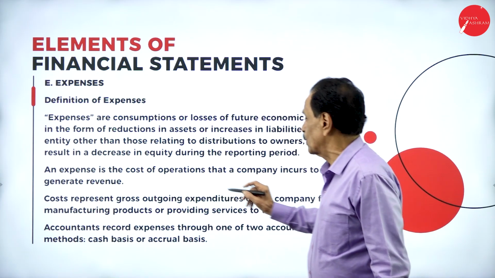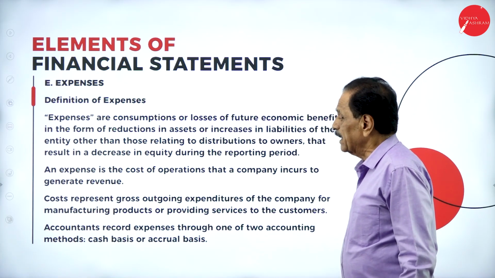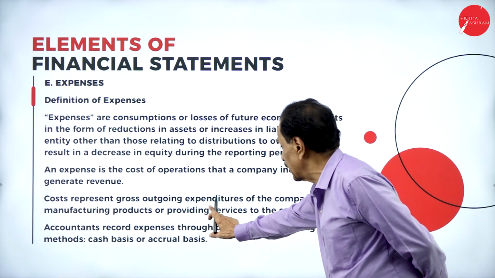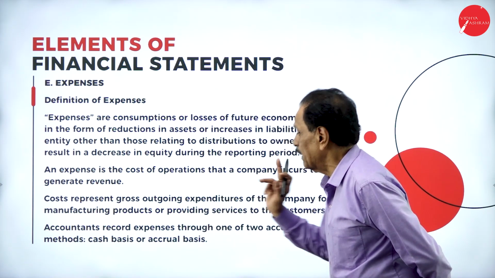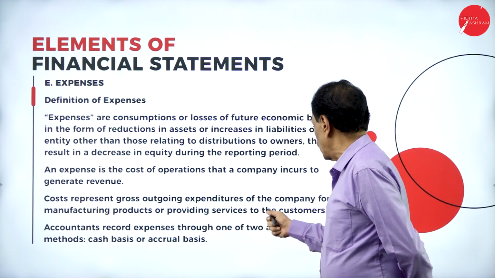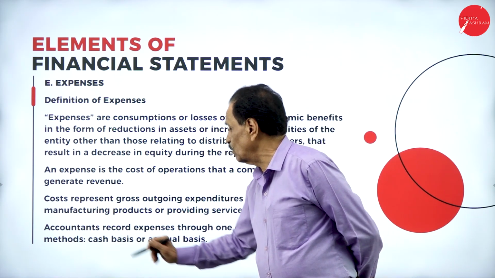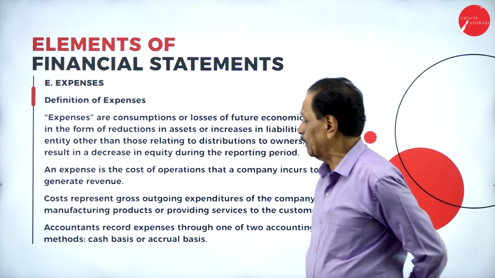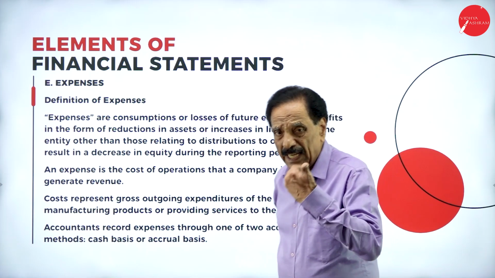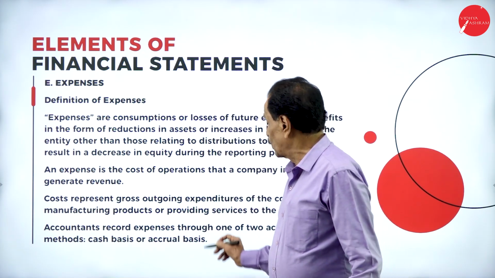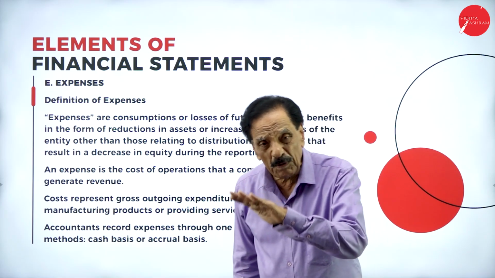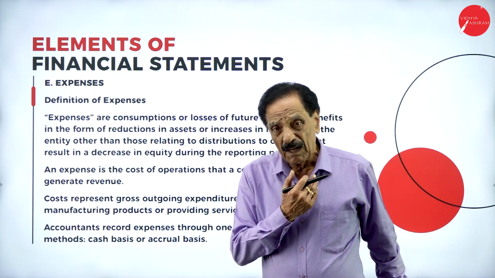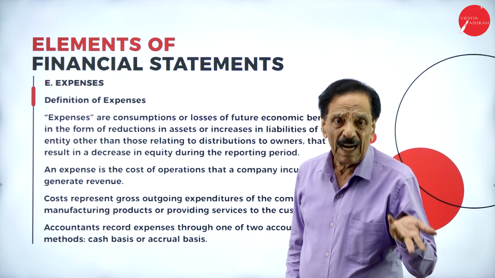An expense is the cost of operation that a company incurs to generate revenue. Costs represent the gross outgoing expenditure of the company for manufacturing products or providing services to the customer. Accountants record expenses through one of two accounting methods: cash basis or accrual basis. Cash basis means actual cash paid and actual cash received. Accrual basis means to be received, to be paid.